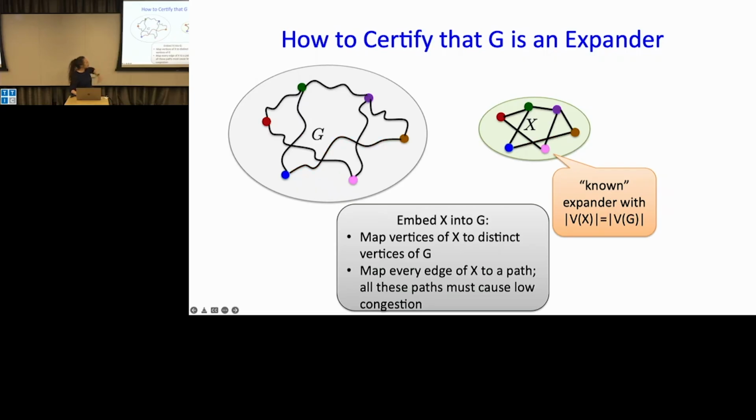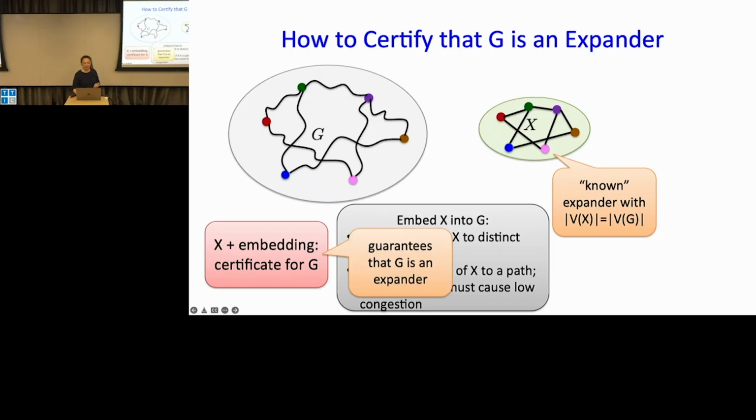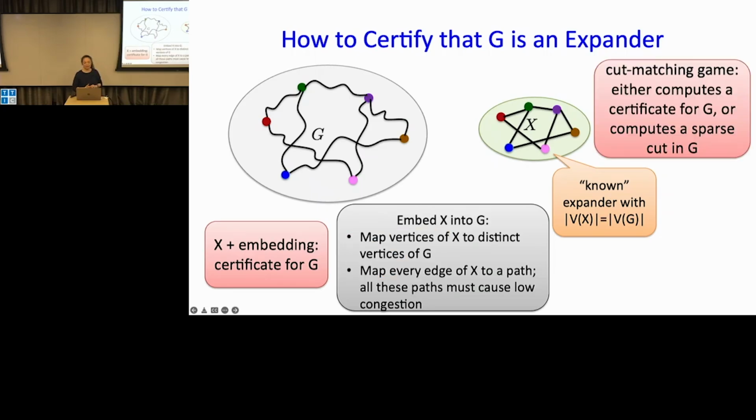So maybe this is the embedding, and I want to make sure that the congestion of this embedding is small, so every edge of G participates in few embedding paths. If I can do this, then this is a proof that G is an expander itself. A little worse, but still an expander. So this graph X together with the embedding is a certificate that G is an expander. So what the cut matching game does, and this is roughly speaking, not precise, given a graph G, it either builds such a certificate for G, or it produces a sparse cut in G.